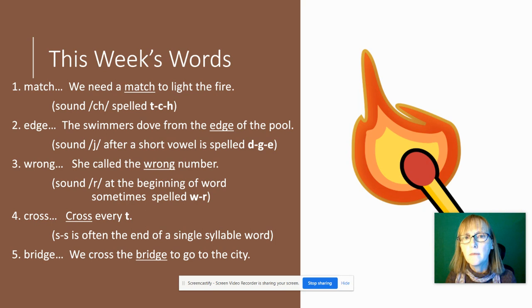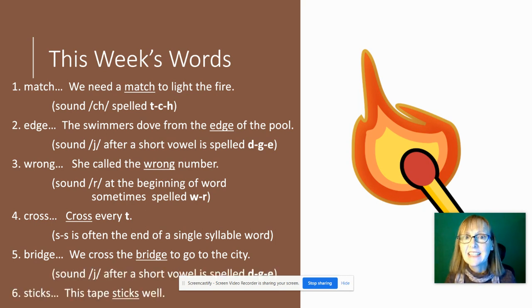Bridge, we cross the bridge to go to the city. Bridge, again, I, short I sound, followed by D-G-E to make the J sound. And sticks, the tape sticks well. You can pause the video there if you need to write those 6 words down. I'm going to keep going, but you remember to pause.